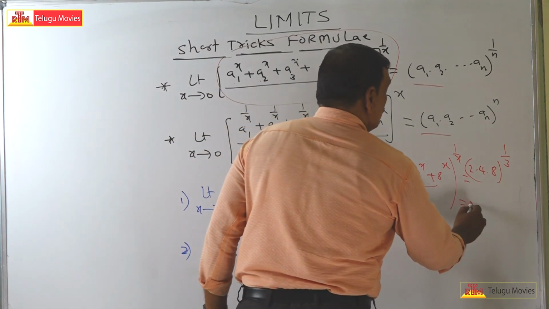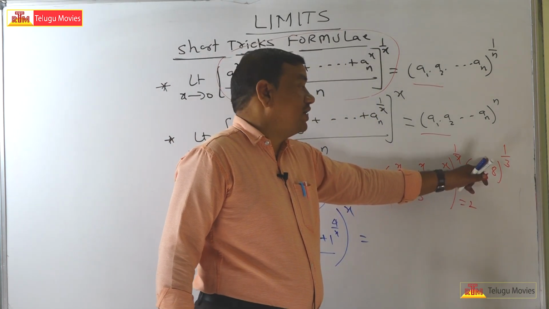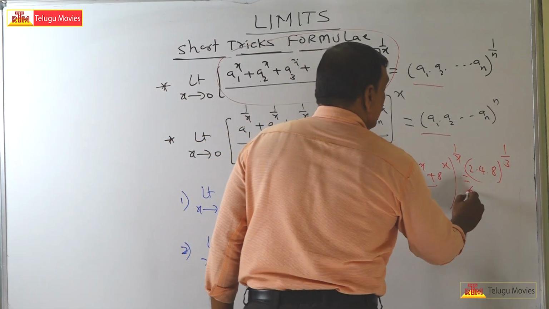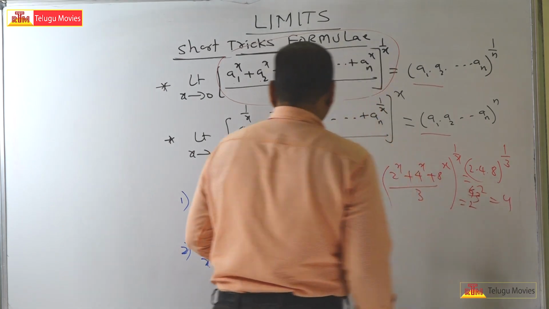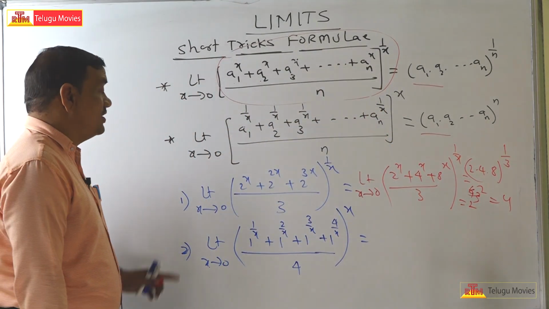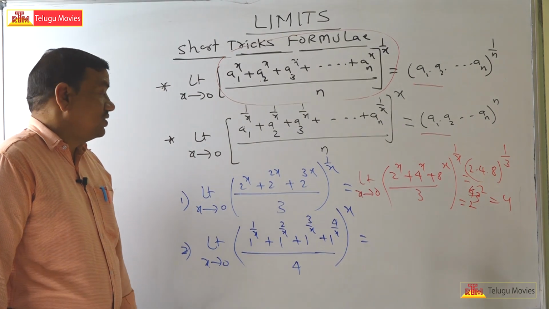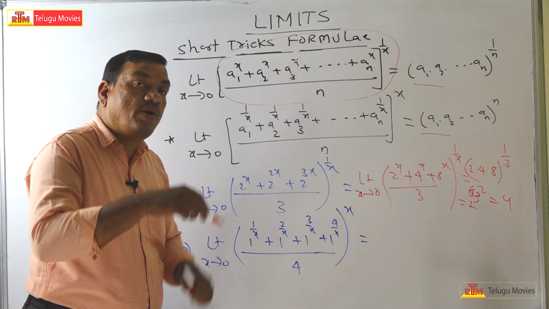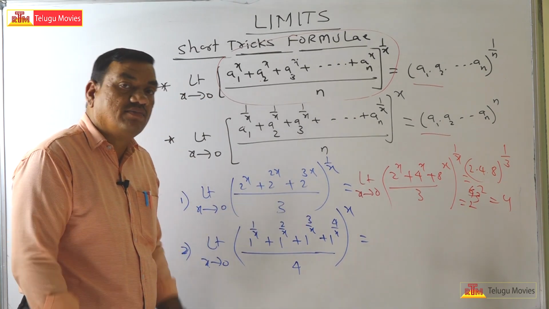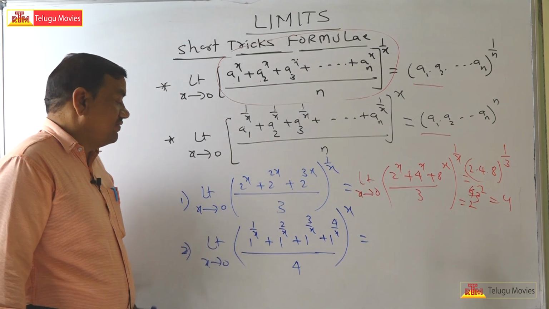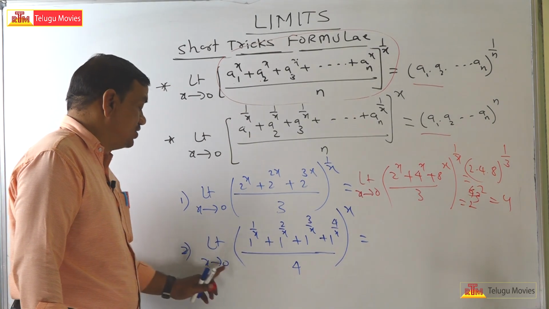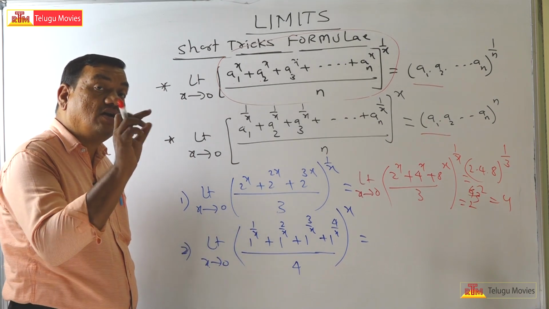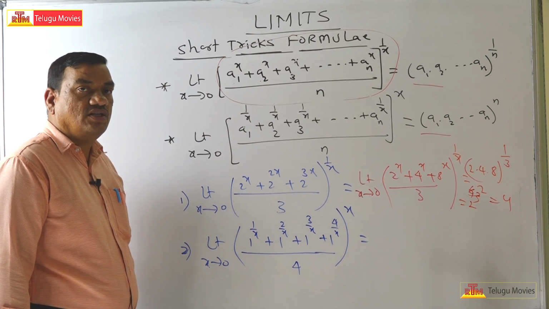So this is equal to 2 power 1, here 2 square, here 2 cube. 1 plus 2 plus 3 is equal to 6, 6 by 3, which is 2. So 2 power 2, that is 4, is your answer for this problem. The only short trick is 2 into 4 into 8 whole power 1 by how many terms are there? 3 terms. Same logic applies here. In this problem, as x tends to 0, 1 by x tends to infinity. Therefore, 1 power infinity is not your answer.